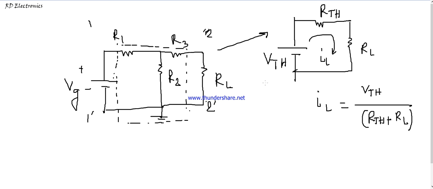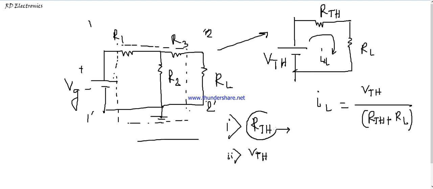So how do we convert this complex circuit to this simple Thevenin equivalent circuit? There are some basic steps required. At the first step, we measure RTH, and in the second step we measure VTH. For RTH measurement, some rules are followed.